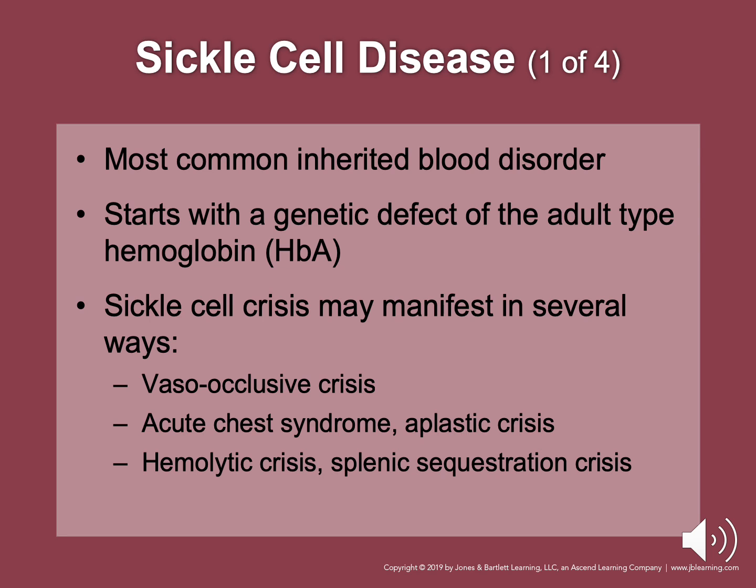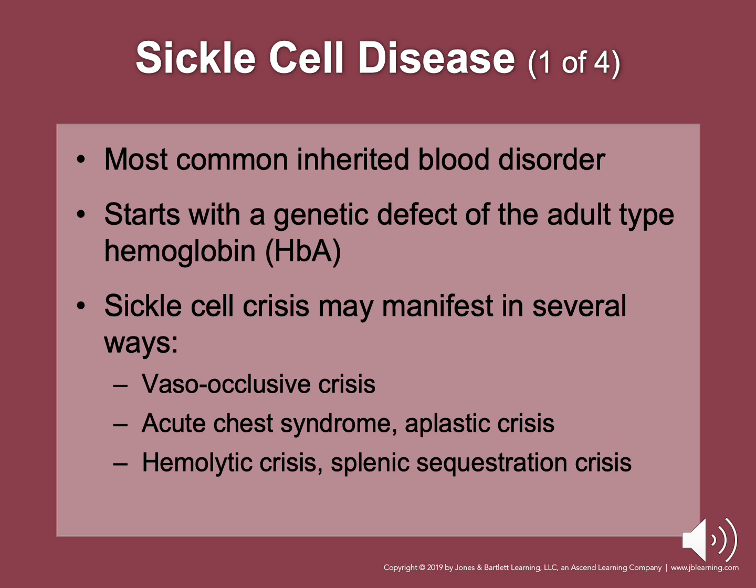Aplastic crisis is a worsening of the patient's baseline anemia, causing tachycardia, low blood pressure, and fatigue. It may be caused by parvovirus B19, which affects the production of red blood cells. Hemolytic crisis, an acute accelerated drop in the patient's hemoglobin level.